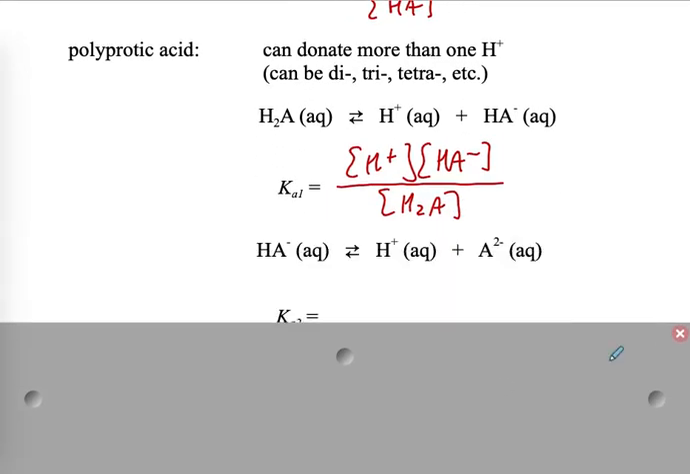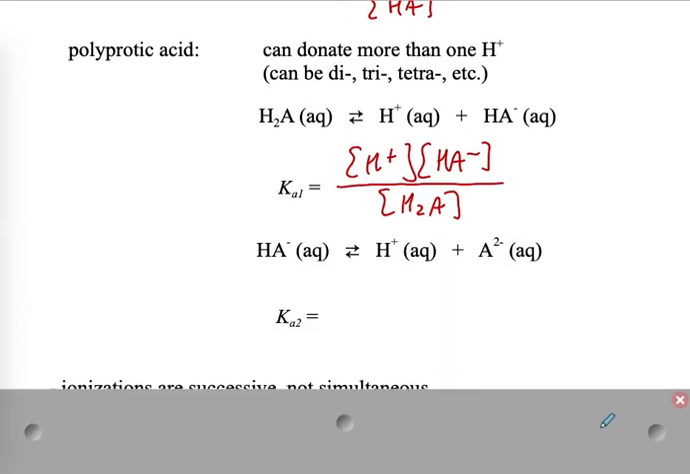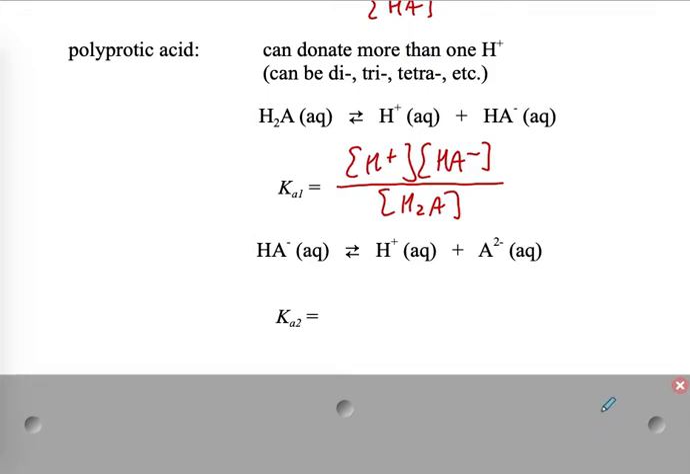However, because this is a diprotic acid, there is a second and subsequent ionization. HA minus still has a hydrogen ion capable of being released as H plus, so it does so, forming H plus and A2 minus. A2 minus is the conjugate base of HA minus, and once again, notice that the conjugate base has a charge that is 1 less than that of the parent acid. And I can write the Ka2 expression as H plus times A2 minus divided by the concentration of HA minus.